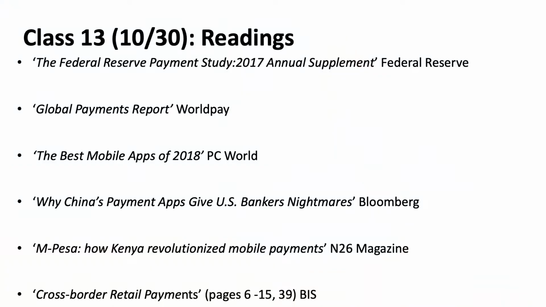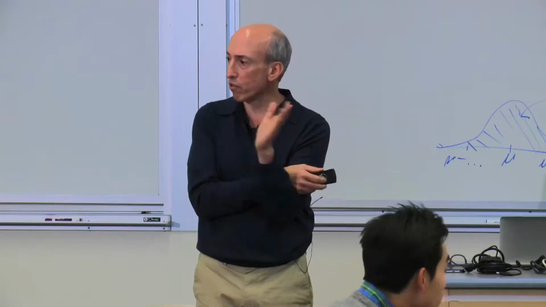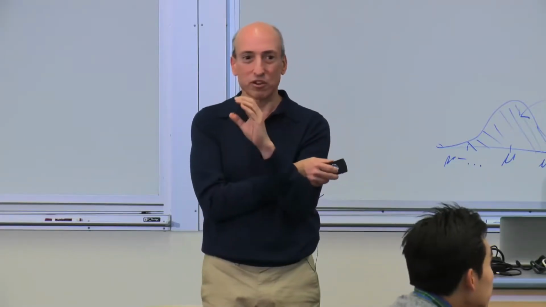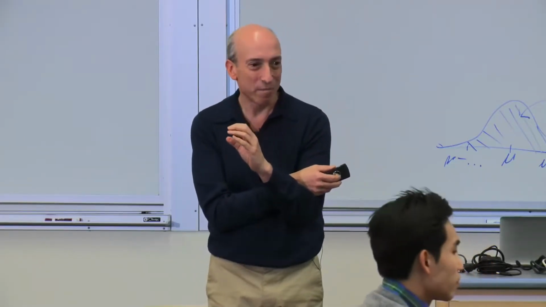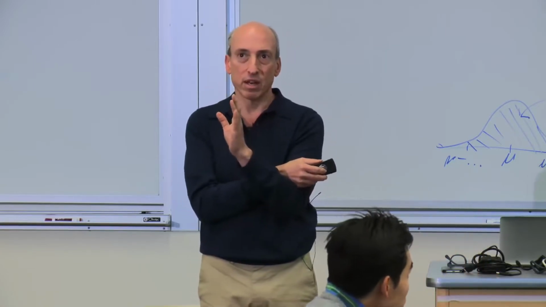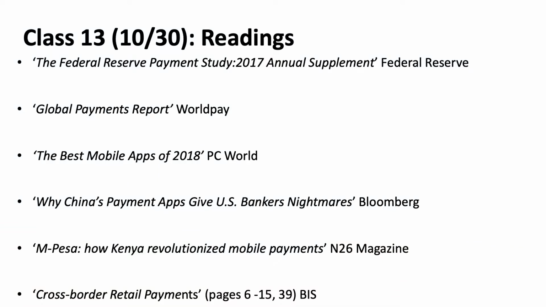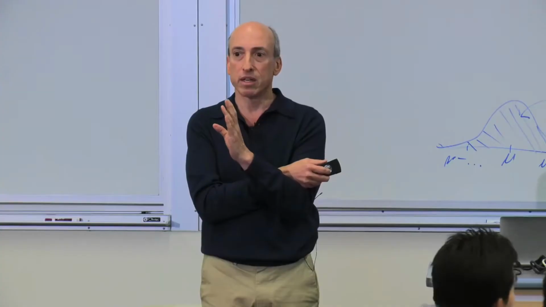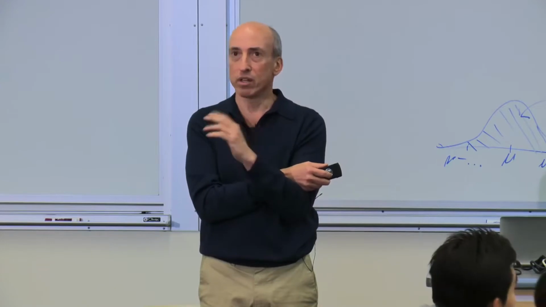And the readings for the 30th, the Federal Reserve payment study really shows a bunch of information, and you don't have to read the words, just look at the few charts. It's going to give you trends. You're going to see some interesting trends in there, what the best mobile apps are in the global payment report and things like that. Any questions on any of that?